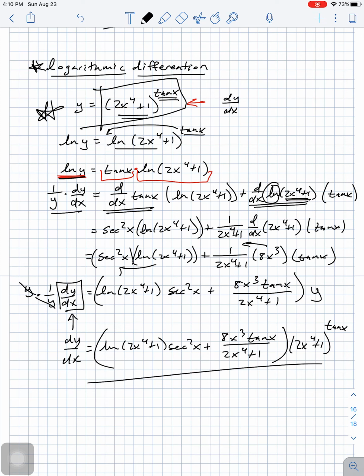So there's just one extra step with logarithmic differentiation. Okay. Now, let me show you where this is a really powerful tool.